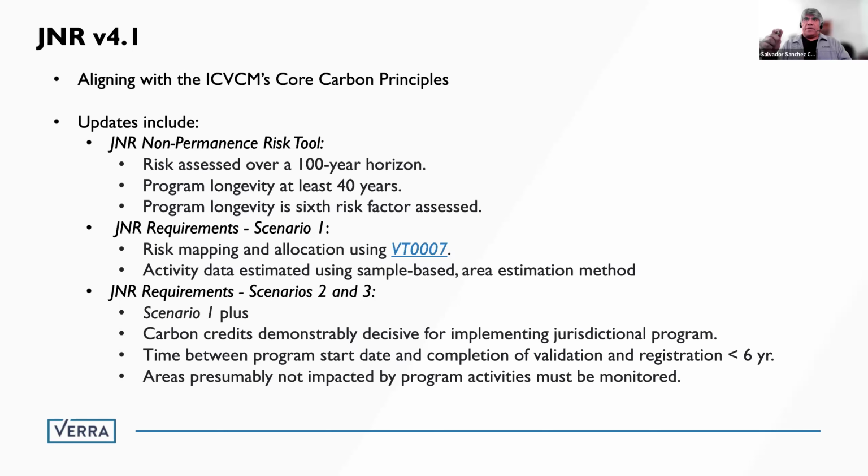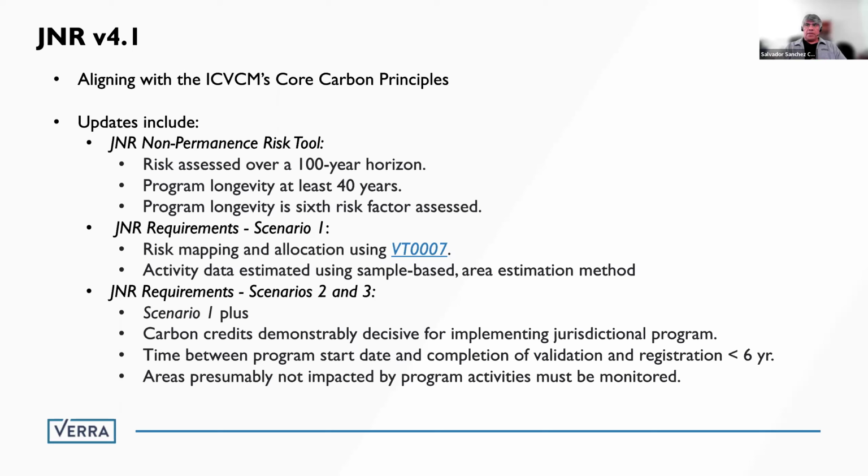In the JNR requirements, in all the three scenarios, we are making two main changes in order to make the JNR framework fully consistent and aligned with VM48. On the one hand, we are requiring the risk mapping and allocation of FRELs to projects within a jurisdictional program to be carried out using VT7, the same tool that we are using for VM48. And also, we are requiring that jurisdictional activity data are estimated using the sample-based estimation method, the same as in VMD55.